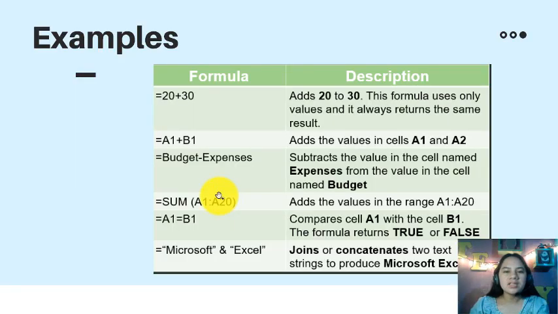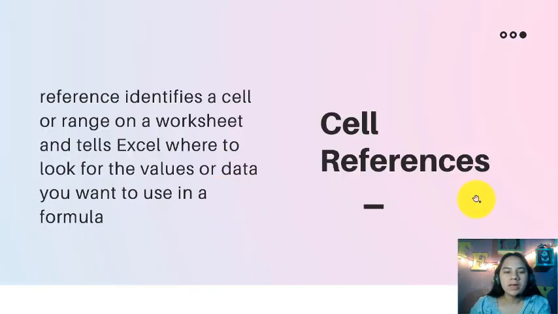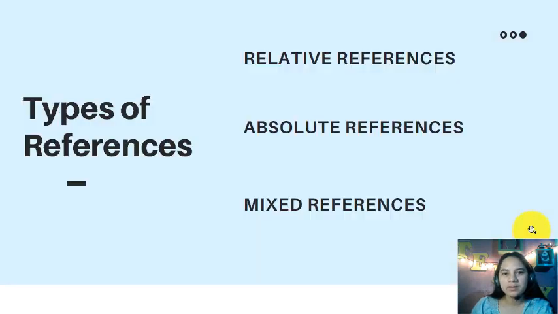Okay. Now, let's go back to our theories. We have a cell reference. It identifies a cell arranged in a worksheet. For example, you will see the cell reference in the name box of the cell. Now, there are types of references. This one is one of the most important topics that you need to know. We have three types of cell references: relative, absolute, and mixed references. Now we are going to define them one by one.